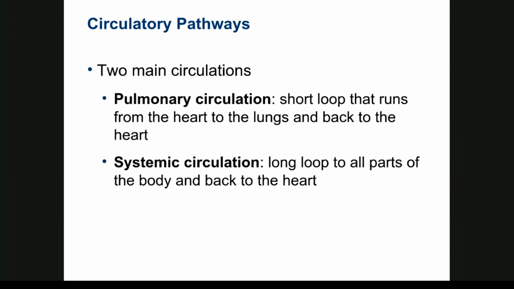Now, two circulatory pathways. Pulmonary circulation is the short loop that goes from the heart to the lungs and back to the heart. Systemic goes all the way through the systemic body and back to the heart.